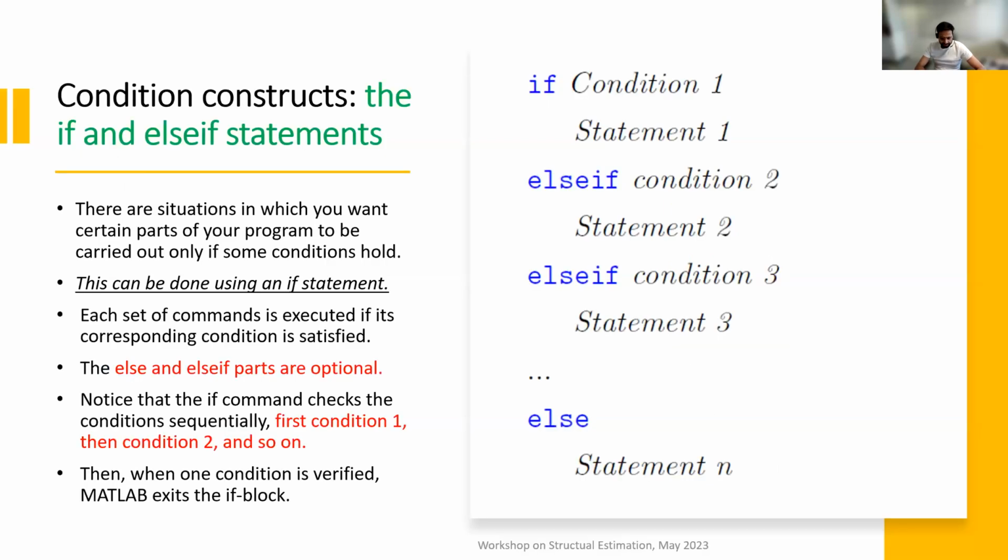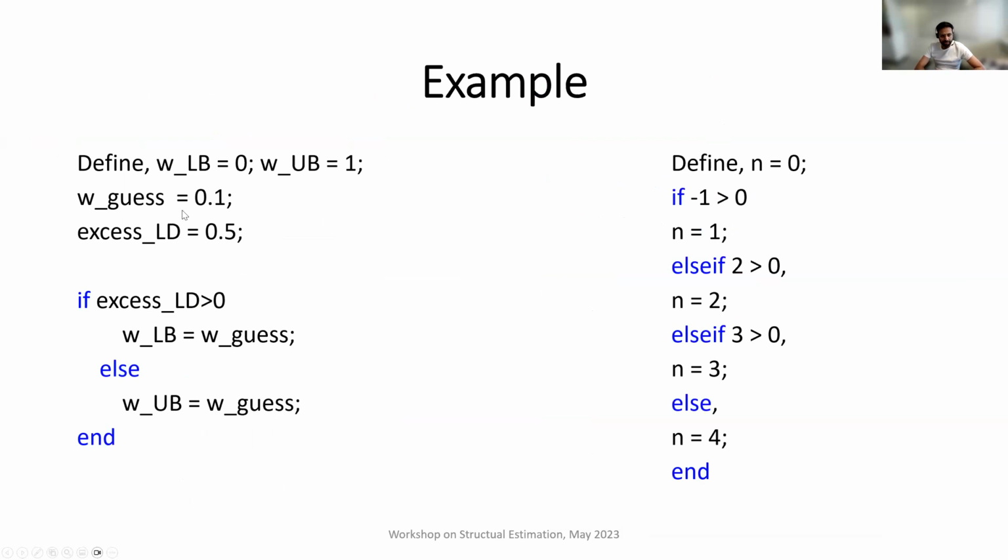Okay, so the if else statement. What is an if else statement? It's similar, if you have done any coding, to C, it's exactly the same. So if there is a condition, then statement, then else if, condition, statement, else if, condition, statement, and until the end. For instance, this. I want to update something if excess LD is greater than something, else I want to update something else, and end. Okay?